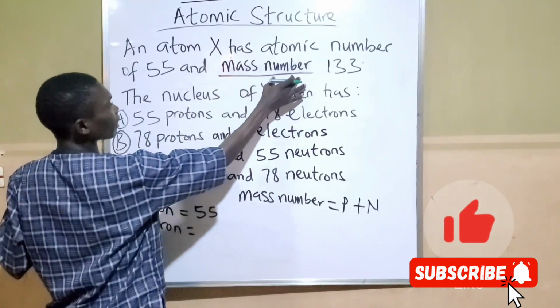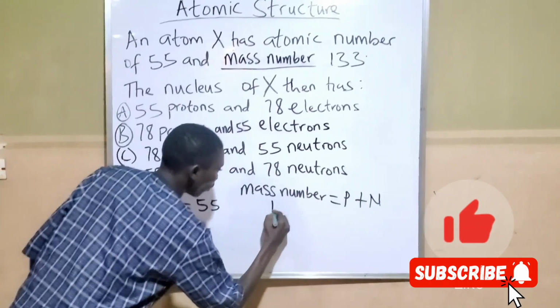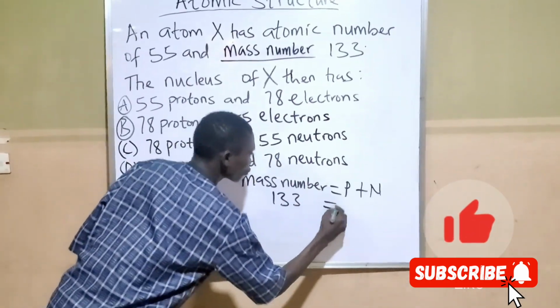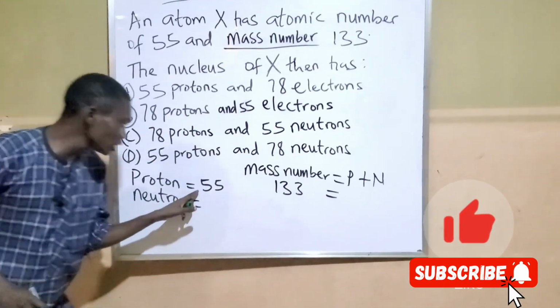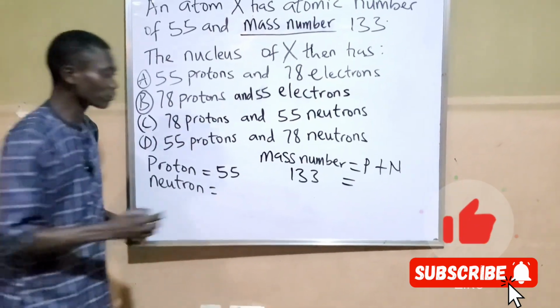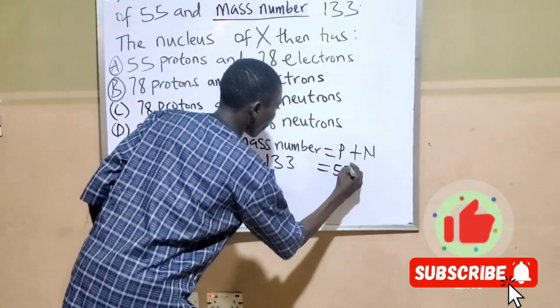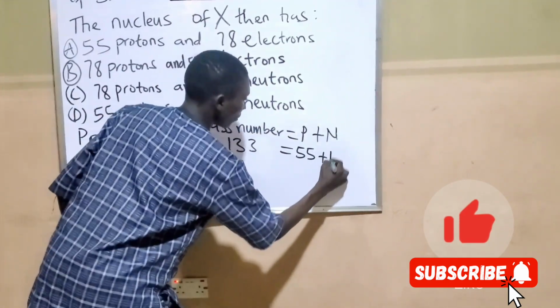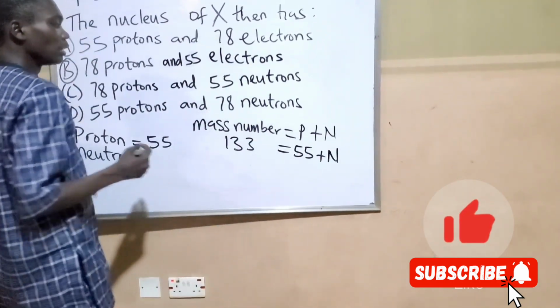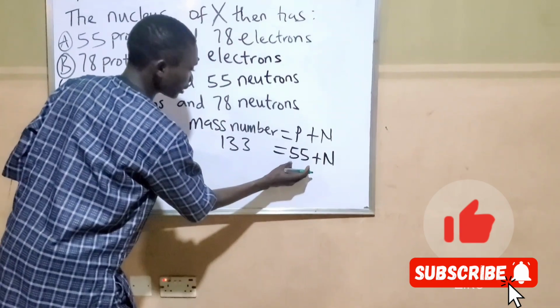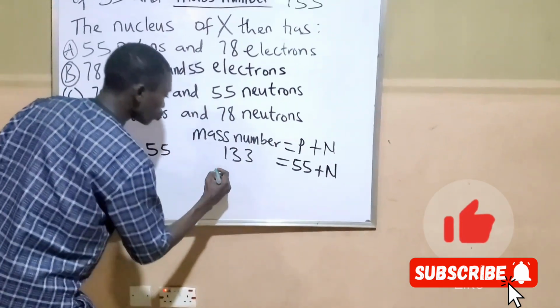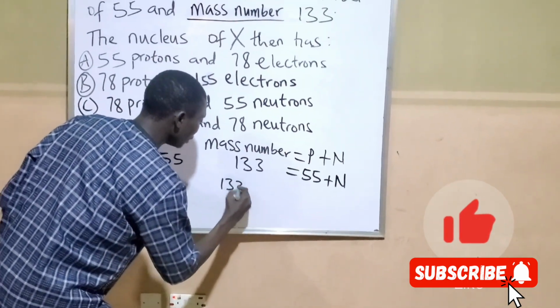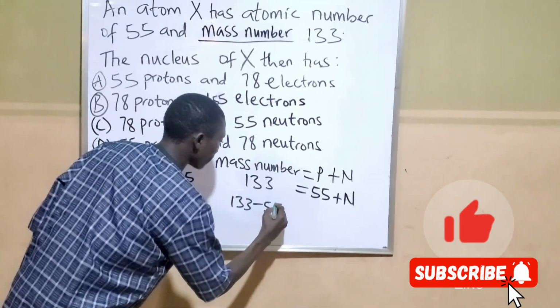Okay, we're told that the mass number is 133. 133 equals, what is the proton number? We have gotten the proton number to be 55. Now we are left with the neutron. Let me represent it to be n. Now I will make n subject of the formula. This 55 will cross the equality sign to change to minus. That is 133 minus 55.